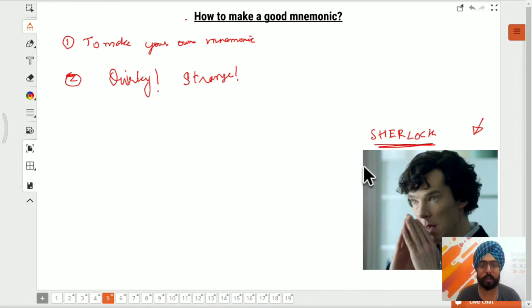Now, Sherlock Holmes is famous for his memory palaces. He has a brilliant memory. He can connect things from here to there. And the way he programs his memory palaces is using mnemonic devices. All right. So yes, mnemonic devices are proven methods. Make your own mnemonics and make them quirky and strange.